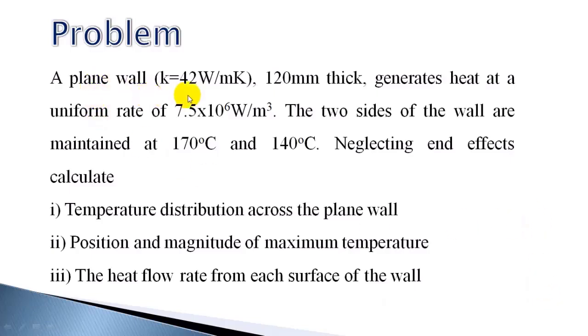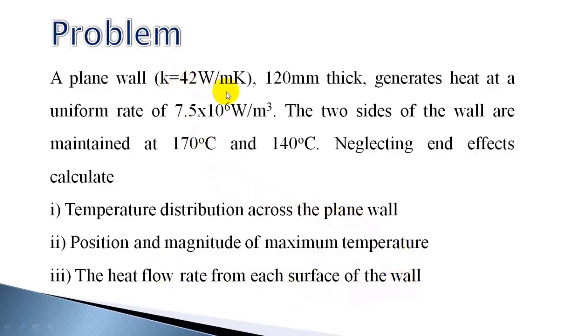A plane wall with thermal conductivity 42 watts per meter Kelvin, 120 mm thick, generates heat at a uniform rate of 7.5 into 10 raised to 6 watts per meter cube. The two sides of the wall are maintained at 170 degrees centigrade and 140 degrees centigrade. Neglecting end effects, calculate temperature distribution across the plane wall, the position and magnitude of maximum temperature, the heat flow rate from each surface of the wall.